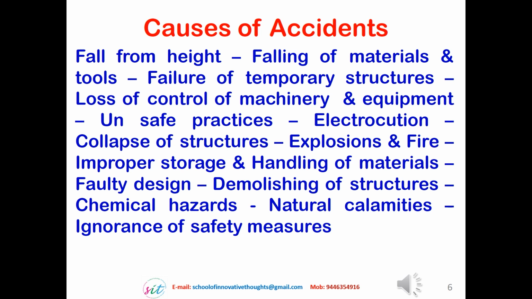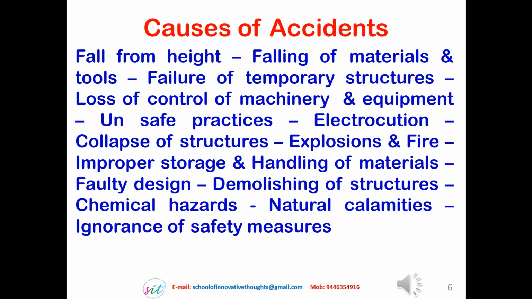And second major cause of accident is fall of materials or tools from height. The formwork or the working tools like hammer may fall down from certain height and may be hitting the people beneath. Collapse or the fall of the temporary structures is one of the major causes of accidents at project site.